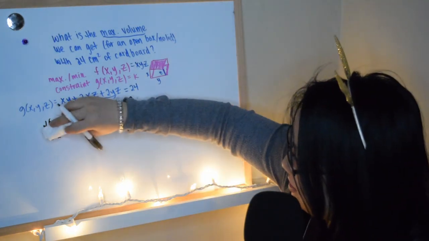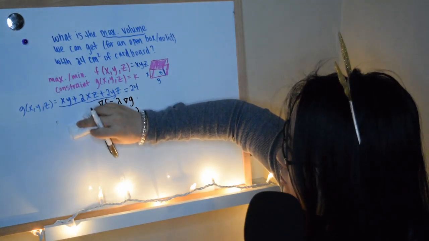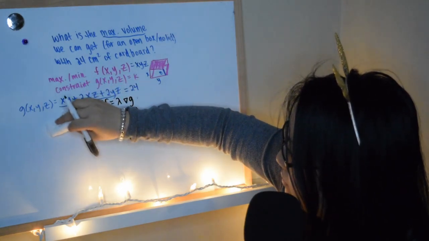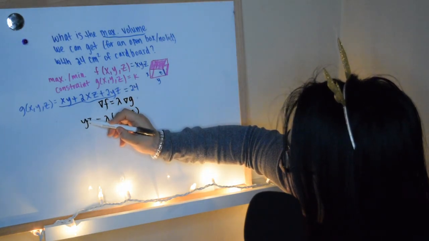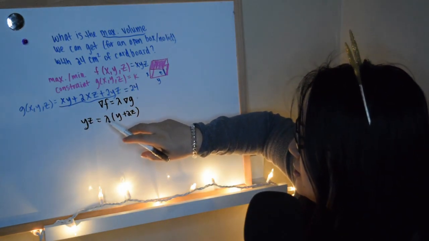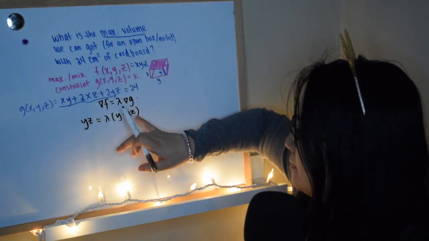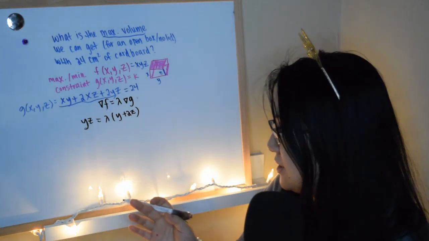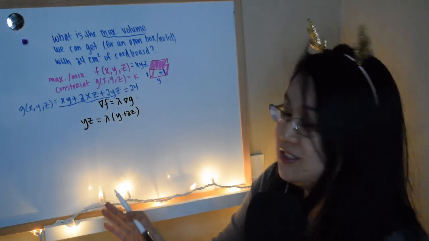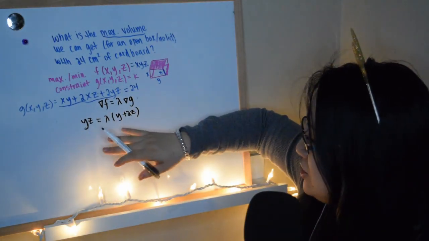So this is the partial derivative of f with respect to x, and then setting it equal to lambda times the partial derivative of g of xyz with respect to x. So that's one formula, and this is where it gets tedious, but it's pretty much the same.